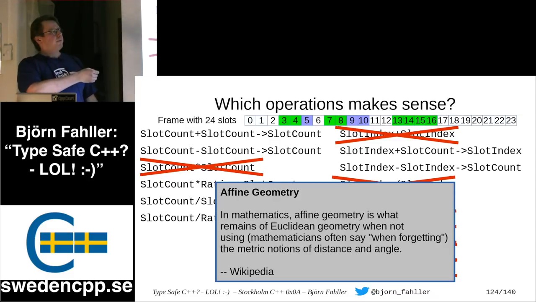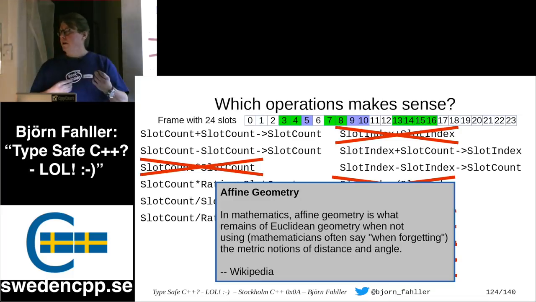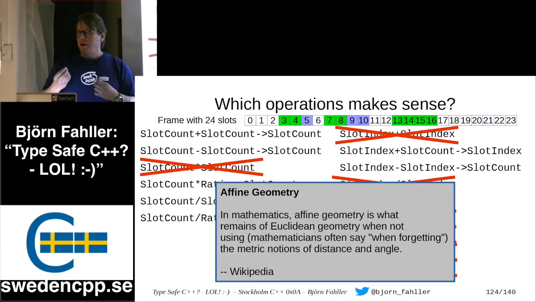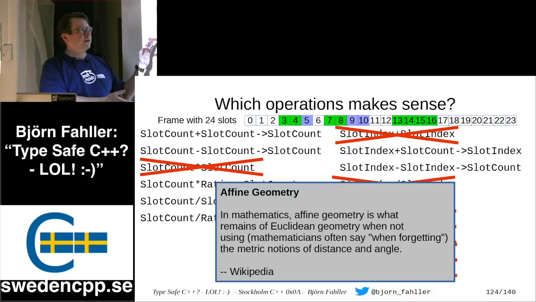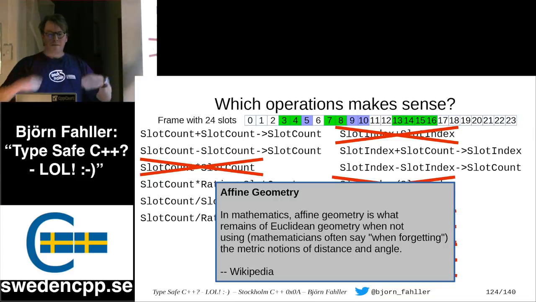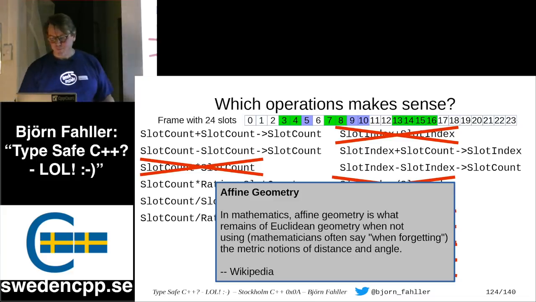But this was for me actually a revelation. I had not previously thought about how types relate to each other like this, where some operations make sense, but they change the type to something else. So this is not an integer arithmetic type. None of these are. But together, they build a system.